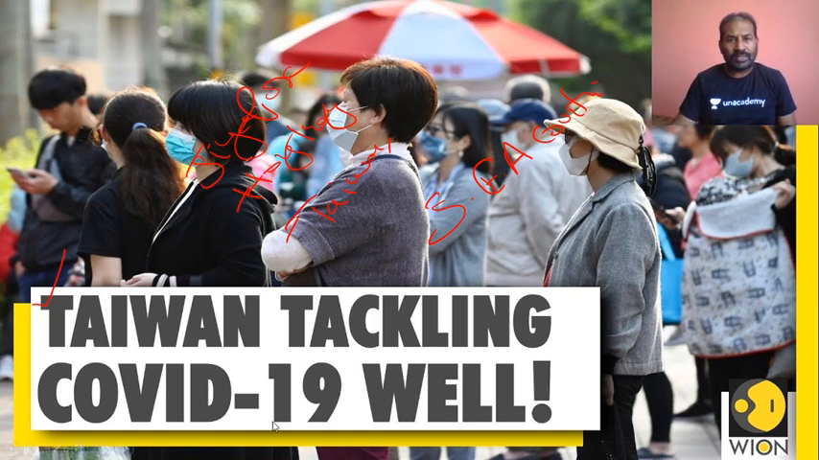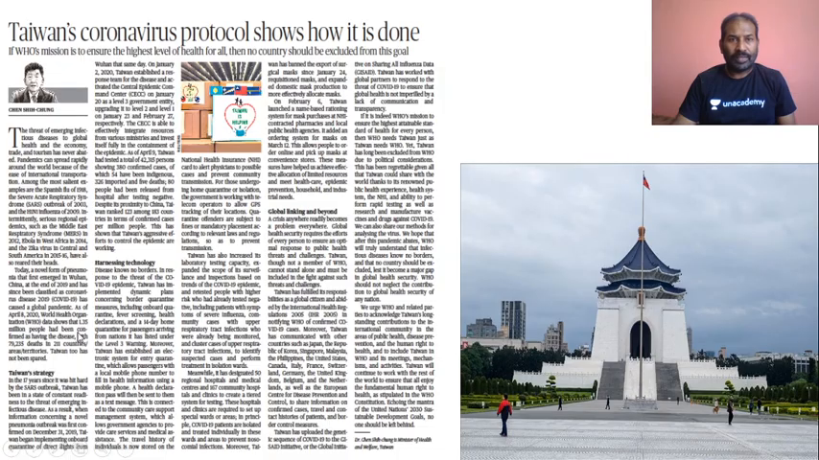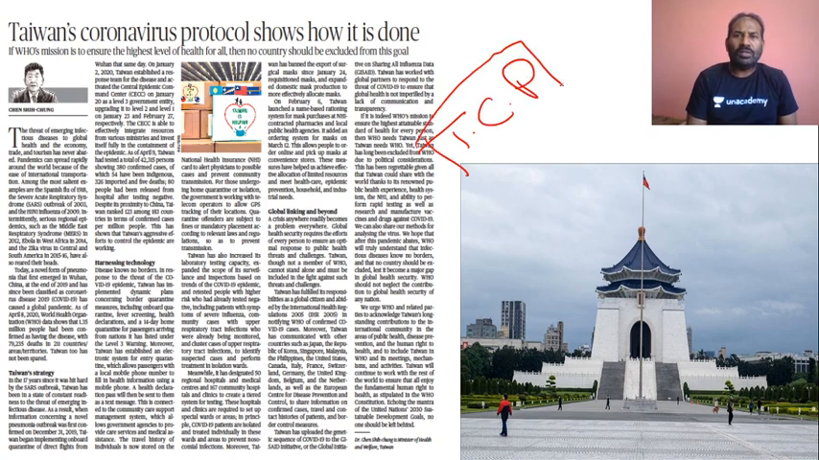Today we will be discussing the trending topic of how Taiwan has handled COVID-19 effectively. Today's article talks about Taiwan's coronavirus protocol. So we will look at Taiwan's coronavirus protocol: what protocol Taiwan has implemented, and how they have overcome the coronavirus.